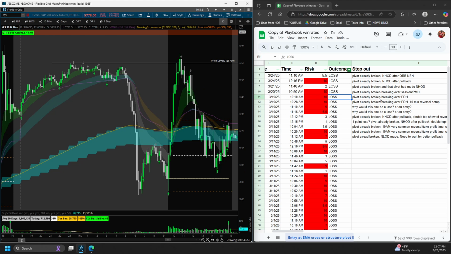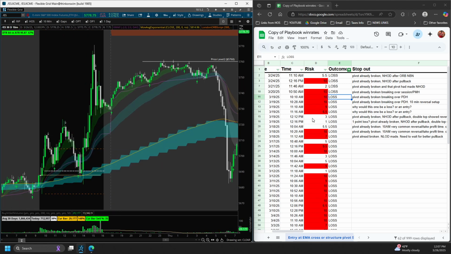This was the 20th, right? Pivot already broken, breaking over session high, pre-market high. Here's your overnight session high, major pivot broken, several pullbacks. Similar thing: 3:19, you've got 1, 2, 3, 4, 5, 6 trades, all six losses.